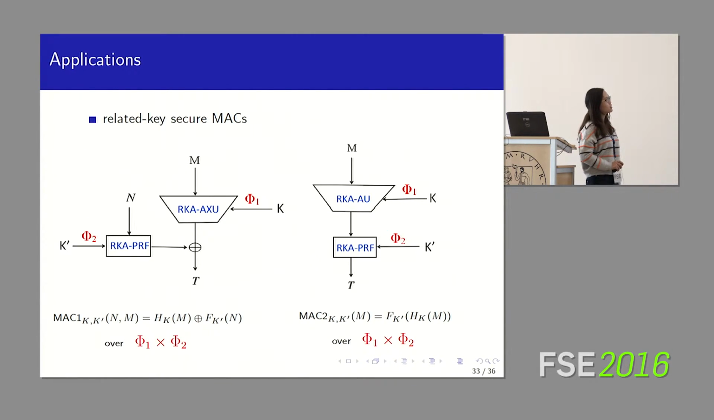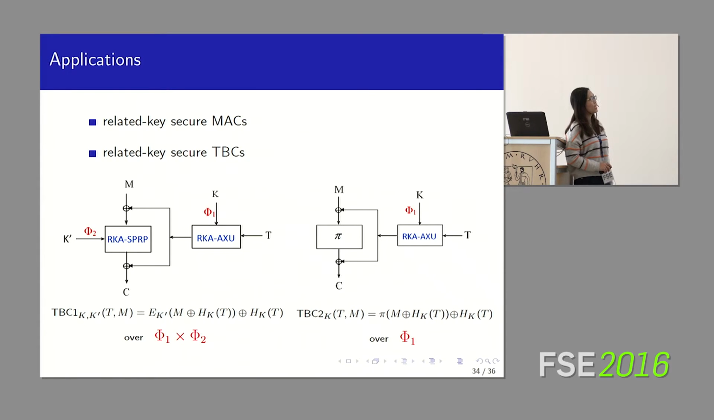First is the relatively secure mask. Here we assume that the hash function is RKA-AXU over phi 1 and the block cipher is RKA-PRF over phi 2, then this scheme will be relatively secure over phi 1 times phi 2. And then in Mac 2, we only need the hash function to be RKA-AU over phi 1. Then Mac 2 is RK secure over phi 1 times phi 2.